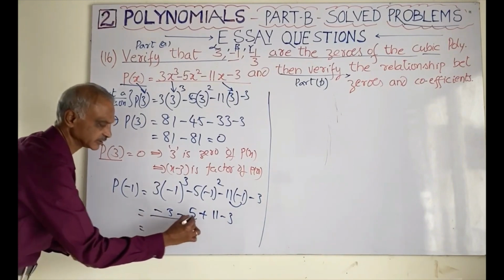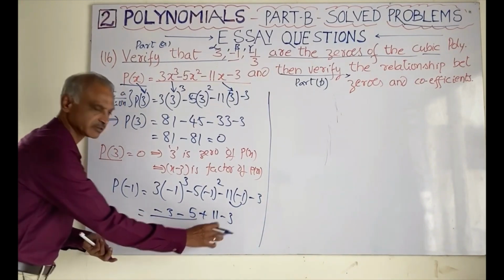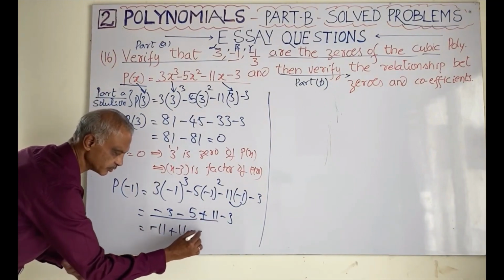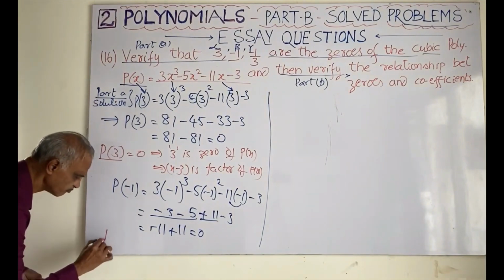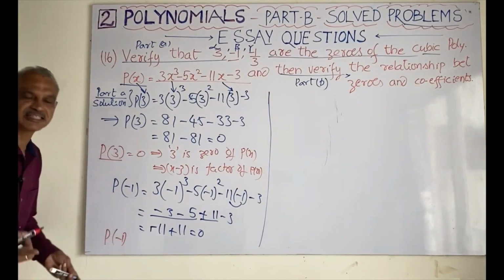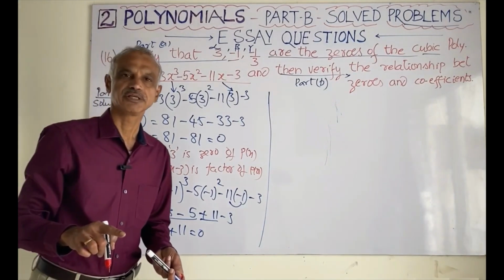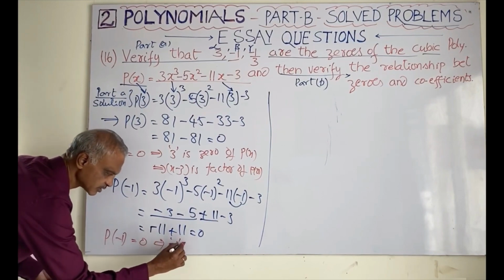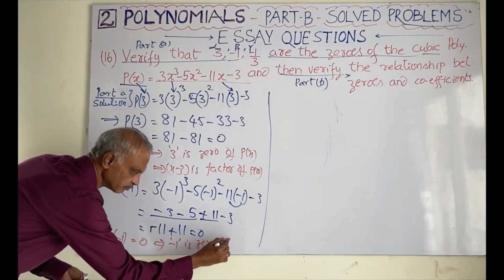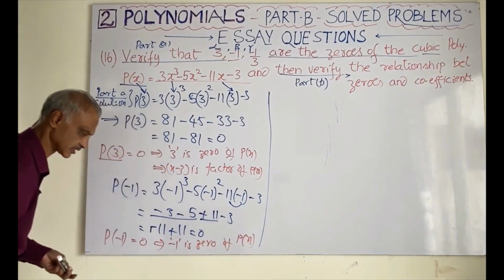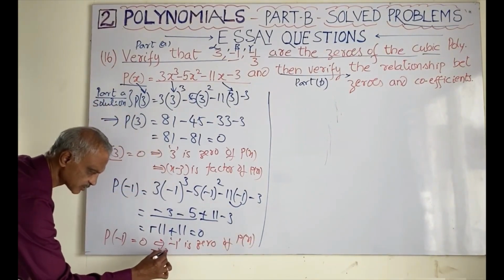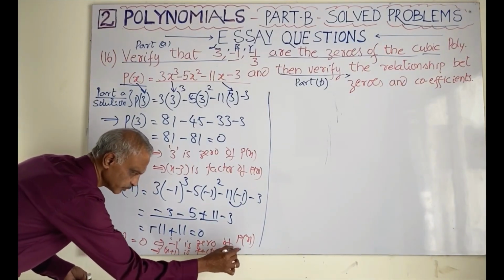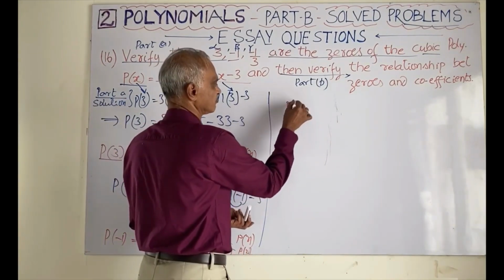Now you see, minus 3 minus 5 is minus 8, minus 8 minus 3 is minus 11, minus 11 plus 11 is equal to 0. As we got P of minus 1, which is the remainder, equal to 0, you can say minus 1 is a zero of the polynomial P of x. Also you can write x plus 1 is a factor of P of x.